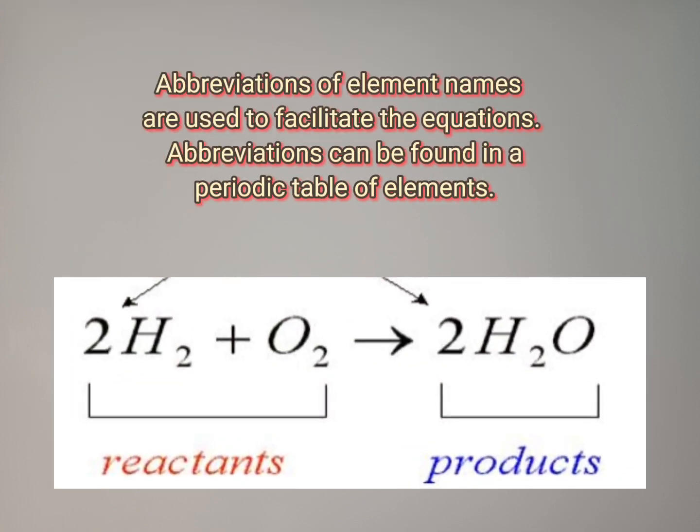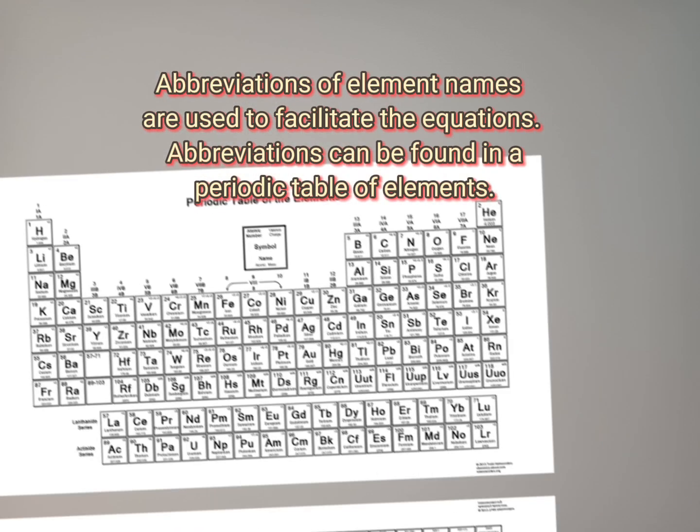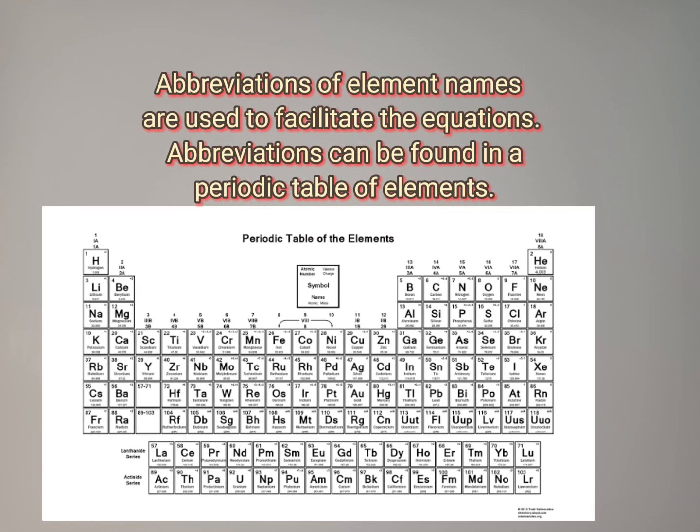Abbreviations of element names are used to facilitate the equations. Abbreviations can be found in the periodic table of the elements.